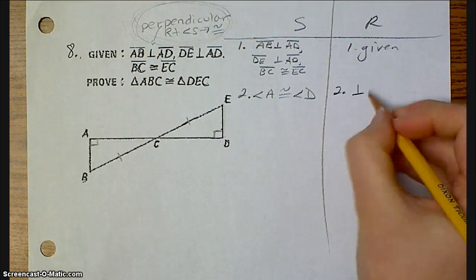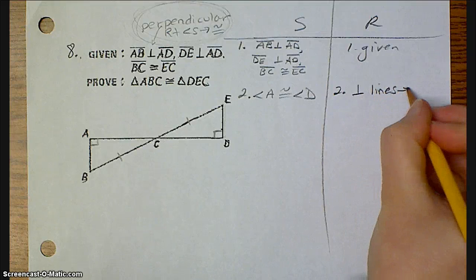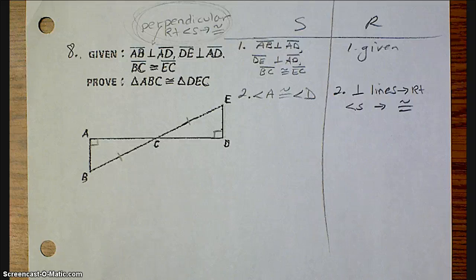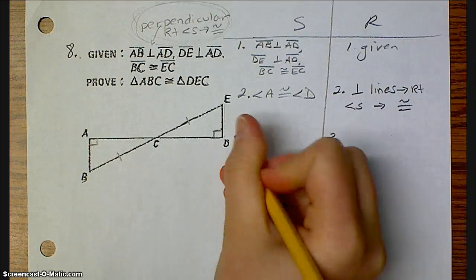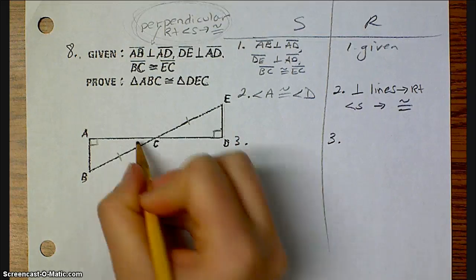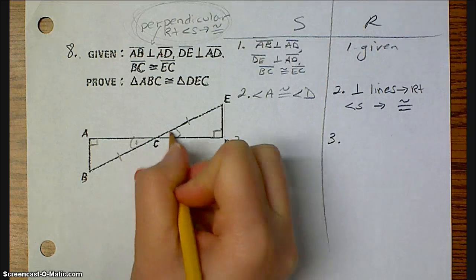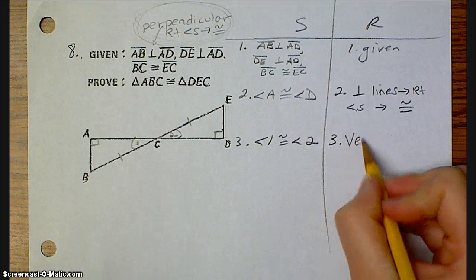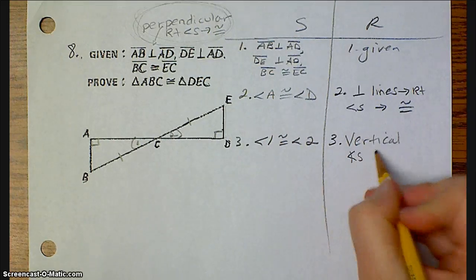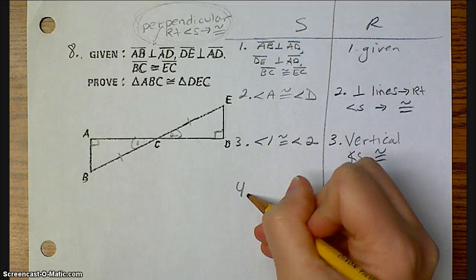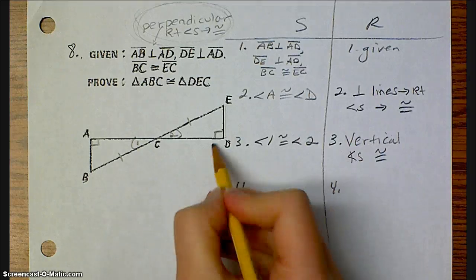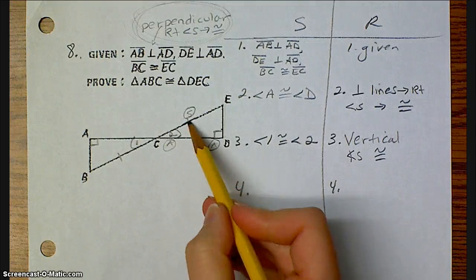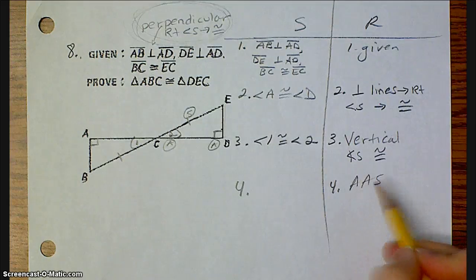So you could use symbols, that way you have less to write. Perpendicular lines form right angles, which are congruent. Remember, you could use those little arrows as a shortcut. And then right away I could see some vertical angles there. So give them a number, 1 and 2. And then collect your inventory, just check, make sure you got everything. Angle, angle, side, and the side's not between those 2 angles, so that's how I know it's AAS.